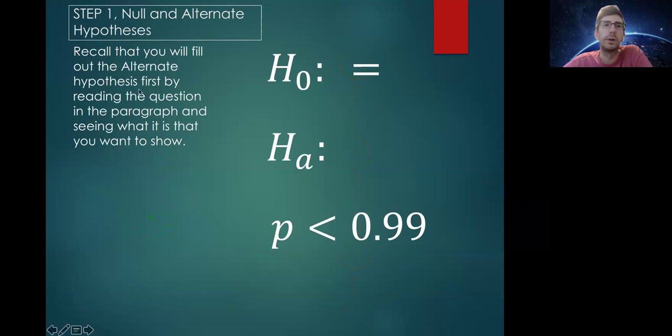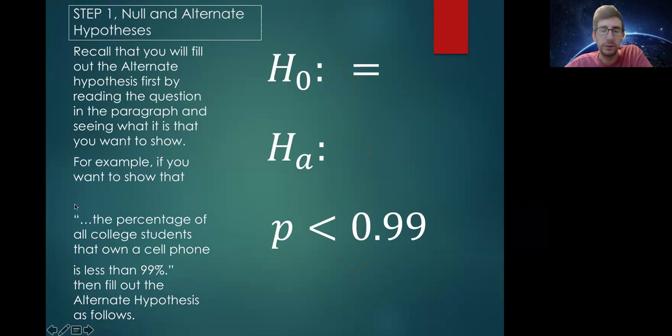Recall that we'll fill out the alternate hypothesis first by reading the question in the paragraph and seeing what it is that we want to show. So for an example, if our question had something like, the percentage of all college students that own a cell phone is less than 99%, then fill out the alternate hypothesis as follows.